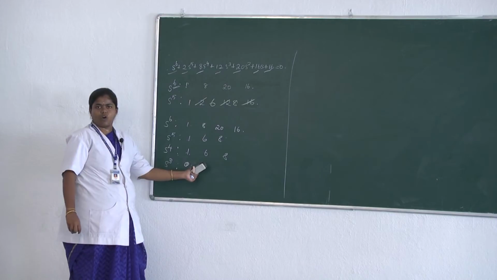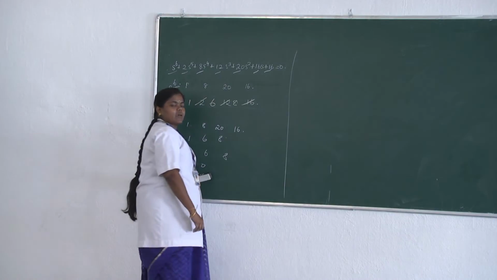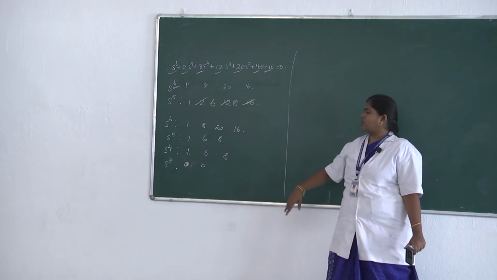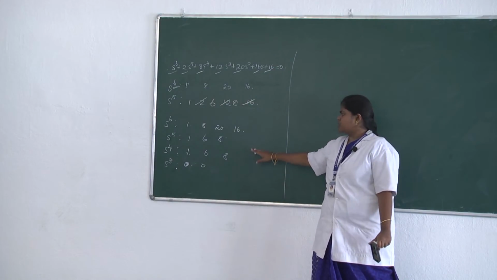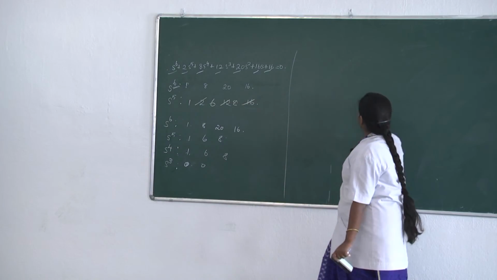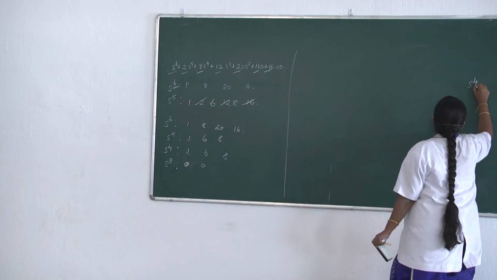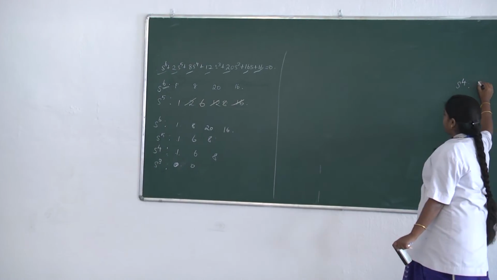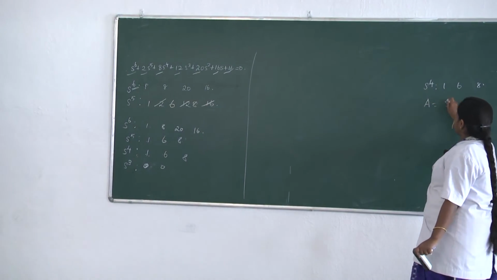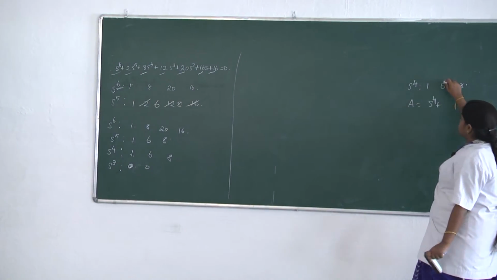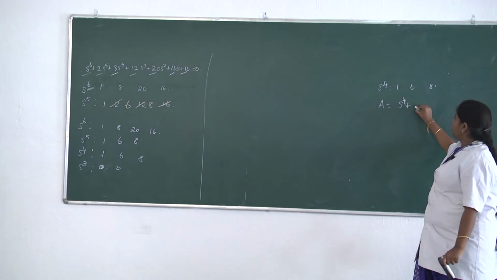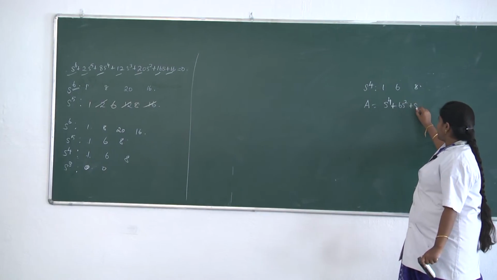Whenever we find a row of zeros, there is a possibility that some roots of the characteristic equation lie on the imaginary axis. So we have to construct a row with non-zero elements. For constructing that row, we take the s power 4 row, which is 1, 6 and 8. Let me consider this as A, which is given by s power 4 plus 6 s square plus 8.